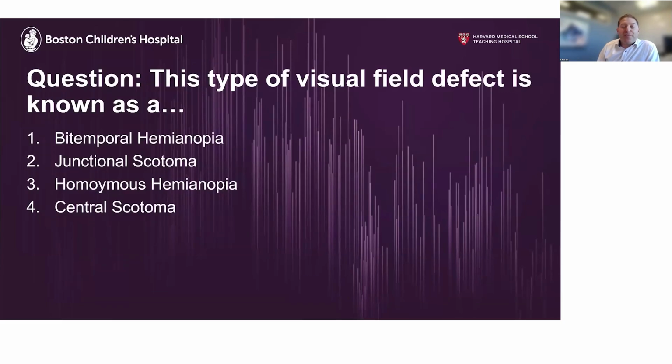So my last question for you of the day. This type of visual field defect is known as a bitemporal hemianopia, junctional scotoma, homonymous hemianopia, or central scotoma. And the goal is to pick the one that is most descriptive.